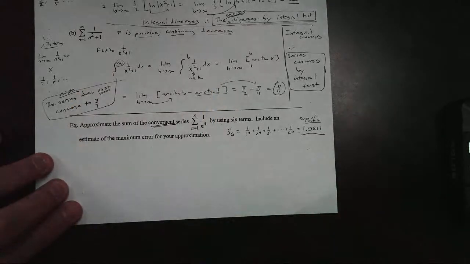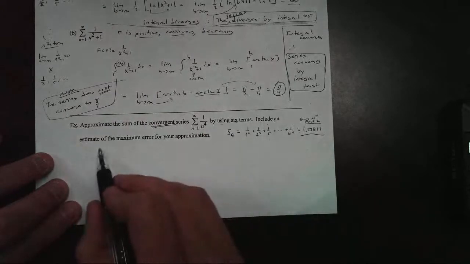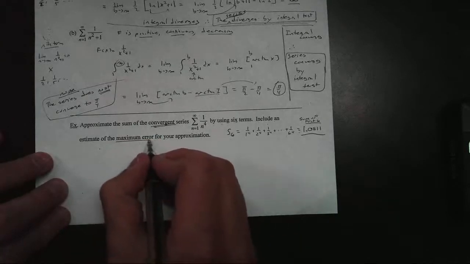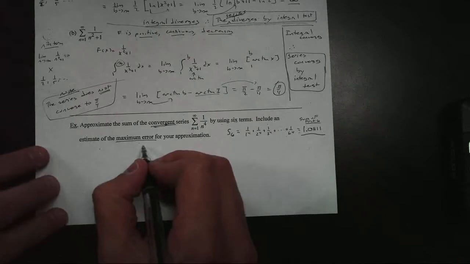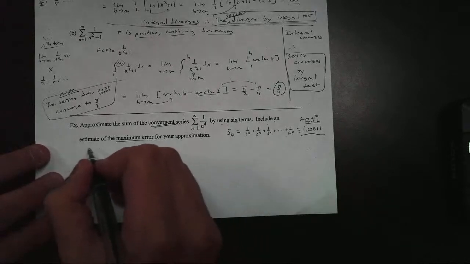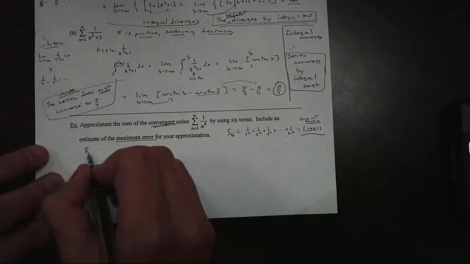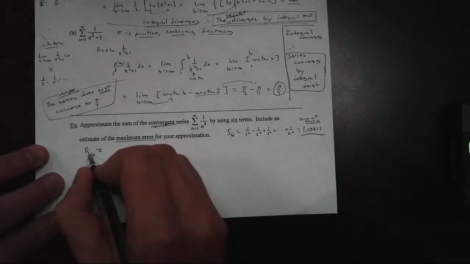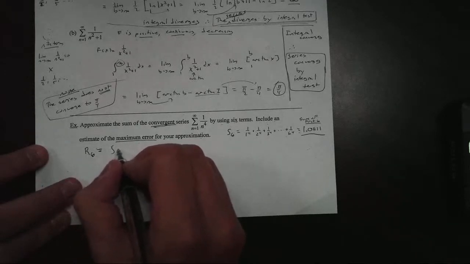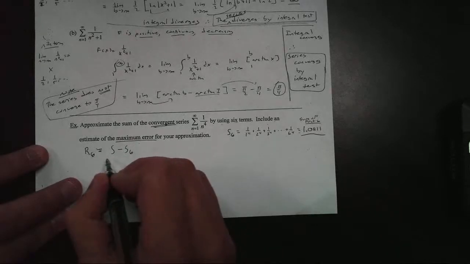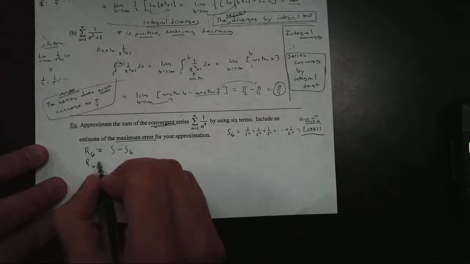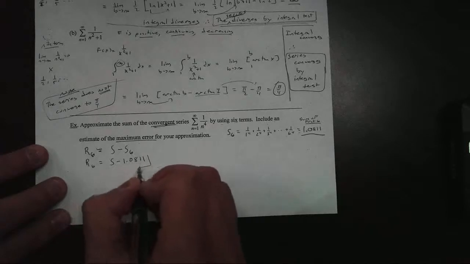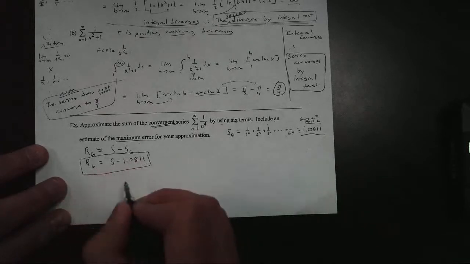Now, what we're looking for next is to include an estimate for the maximum error of our approximation. To get the maximum error, we want to find out just how far off we can be. I want to find the error, or the remainder, of our series right here. To get the remainder, I take my actual sum minus the sum of my first 6 terms, and what we wind up with is S minus 1.0811.